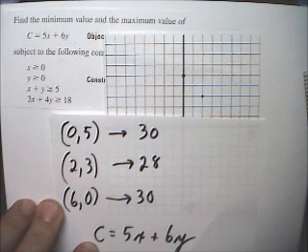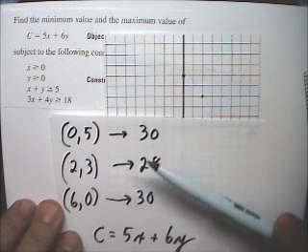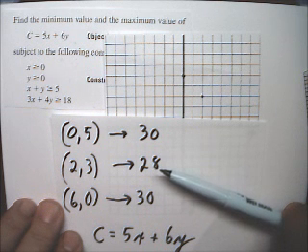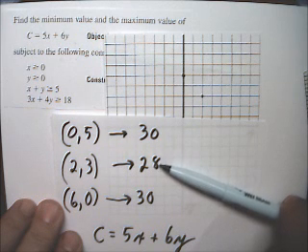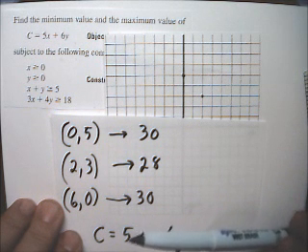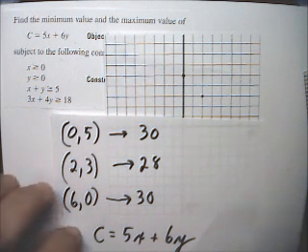So it says find the minimum and maximum value. The minimum value is 28, and it has no maximum value. So it's just the minimum value is 28.